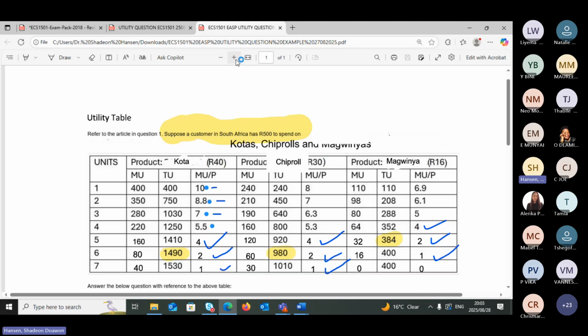Students, are we all following? Can you all see? All right. We are all on the same wavelength.